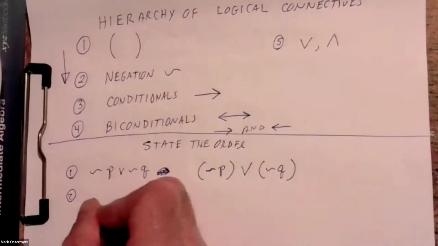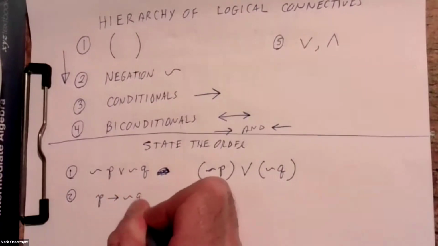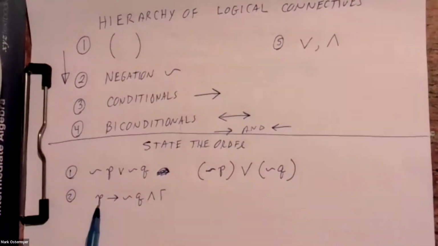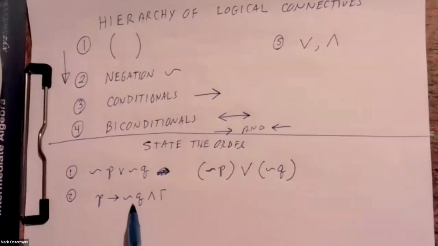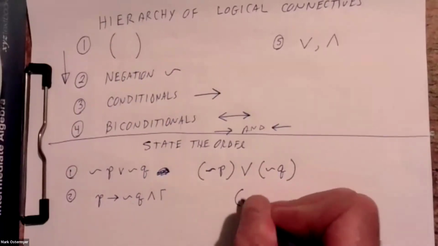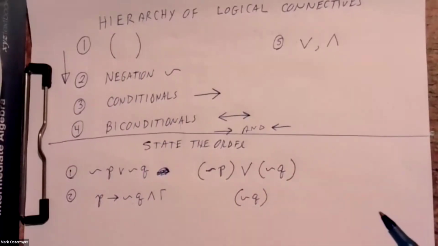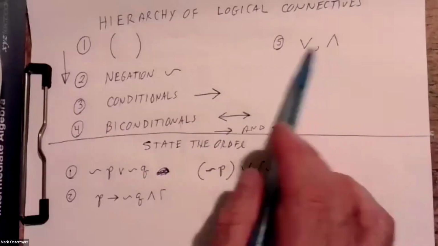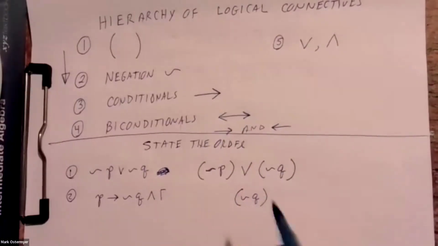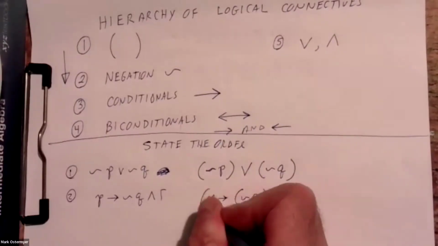Statement number two. You tell me what I would do first, second, third. If P, then not Q and R. What would I do first? Do I do the if-then, the negation, or the and? The negation. Again, we don't have any parentheses, so negations are next in line, so we do the negation. I'm going to put a parenthesis around the negation first. What would we do next, the if-then or the and? The conditional, the if-then, above the disjunctions and conjunctions. So we'll do the if-then next, and to represent that, I'm going to put a parenthesis around this.